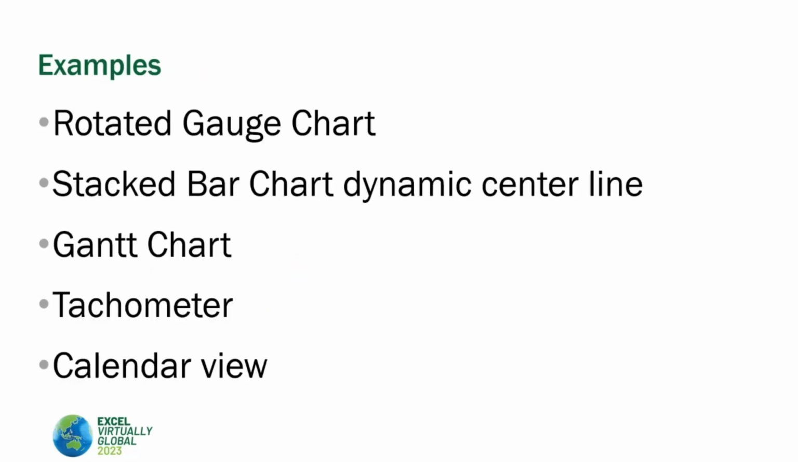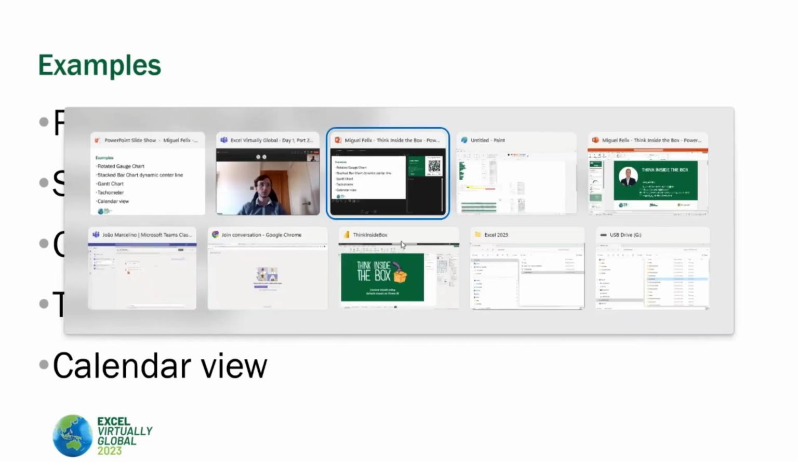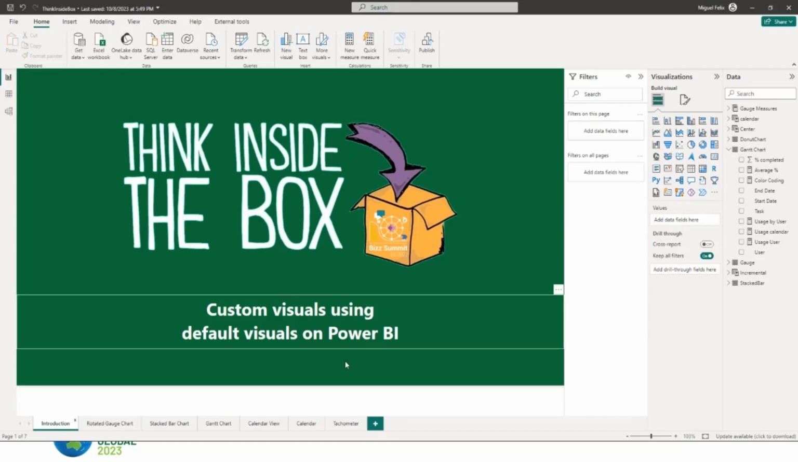So in this session, we'll try to show some of the examples we have here: a rotated gauge chart, a stacked bar chart with a dynamic center line, also again a chart, and if we have time, a calendar view. I will also show you how we can do a tachometer, or speedometer, depending on where you are. You can have those two options to call it. So let's go to Power BI, and let's start by looking at our rotated gauge chart.